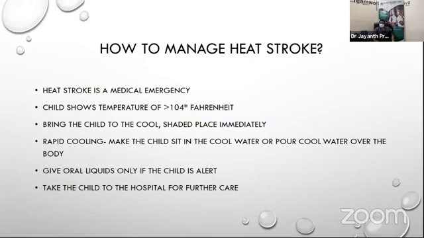Then how are we going to manage heat stroke? Heat stroke is considered a medical emergency. The child should go to the hospital, but before going, you can do a few things at home. The child usually shows a temperature of more than 104 degrees Fahrenheit, and the same steps as for heat exhaustion will be repeated. Bring the child to a cool, shaded place immediately, but here you have to go for rapid cooling. Make the child sit in cool water, either in a tub, or in a bucket if the child is small, or if those are not available, pour cool water over the body. If the child is alert and speaking, only then give oral liquids. Otherwise, do not give oral liquids and immediately take the child to the hospital.